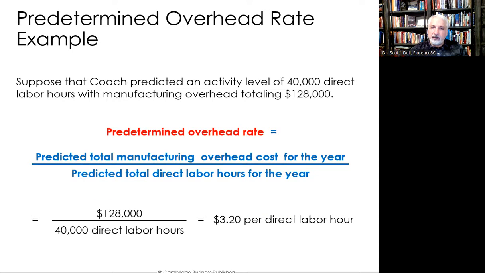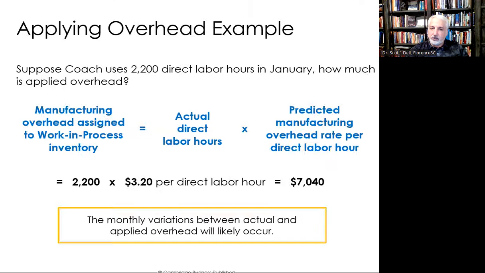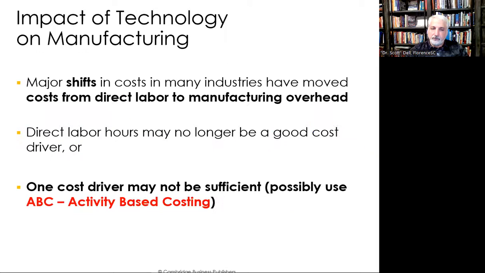So predetermined overhead rate, here's an example. We started with $128,000 expected of overhead next year, with 40,000 direct labor hours total projected for next year. That comes to $3.20 a direct labor hour. When we multiply that out, well, we did 2,200 hours times $3.20 an hour. That's a total of 7,000 in overhead applied. And again, this may vary because actual and projected are likely to be different numbers.